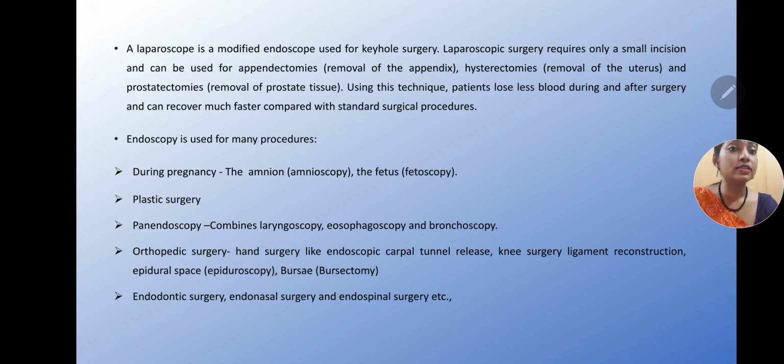And now endoscopy is also used for many procedures. Say for example, during pregnancy, the amnioscopy and the fetoscopy is done using endoscopy itself. It can be used to perform various plastic surgeries. It can be used in panendoscopy, also known as triple endoscopy, because it combines laryngoscopy, esophagoscopy and the bronchoscopy. It can be used to perform orthopedic surgeries like hand surgery, knee surgery, ligament reconstruction, bursa, which is also known as bursectomy. It can be used to perform endodontic surgery, endonasal surgery, endospinal surgery, and many more surgeries.